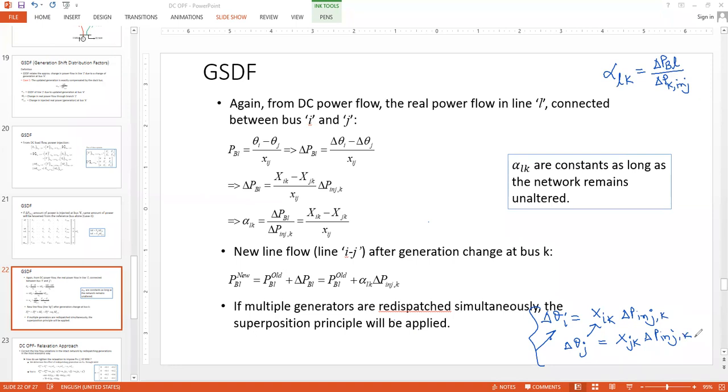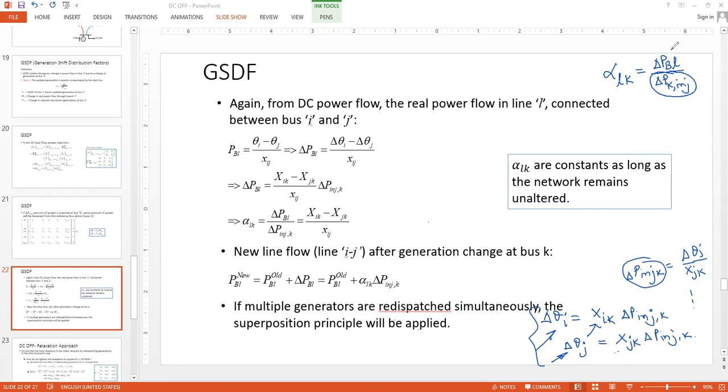Okay, so we have got some relationship of del P injection at K in terms of the change in angle and the network parameter. So we can also write del P injection K is nothing but del theta j by xjk. We can also write del P injection K is del theta I by xik, and so on. So some sort of relationship has already been obtained.